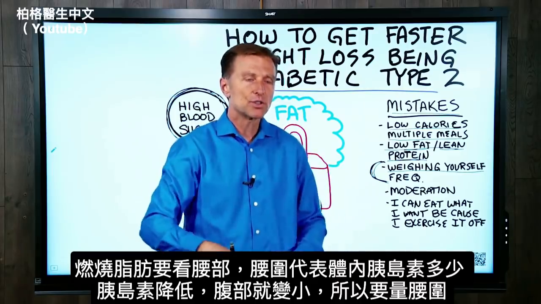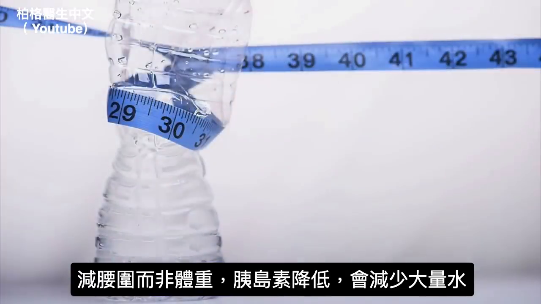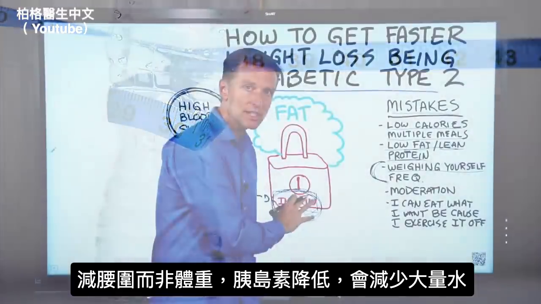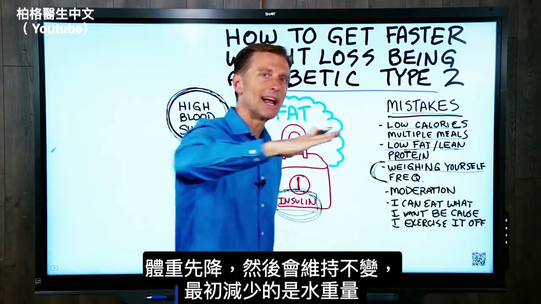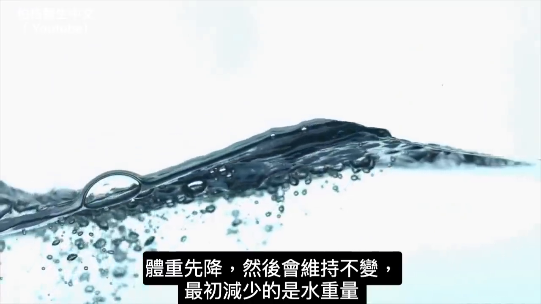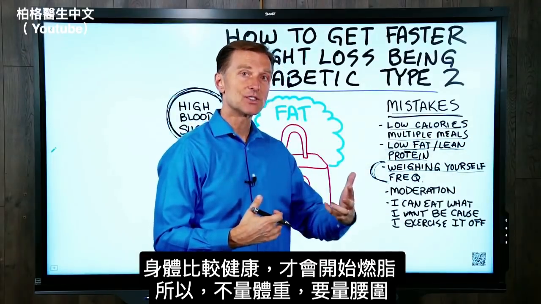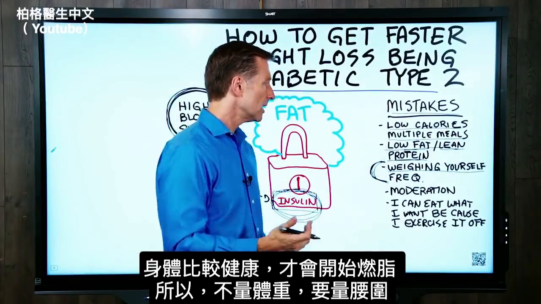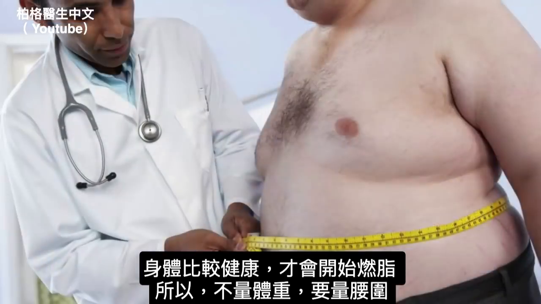So you want to measure your waist and go by that more than weight, especially after you've lost all the water weight. Because once you reduce insulin, you're going to dump a lot of fluid. So you'll have this weight loss that goes down, then it will plateau. Realize that the initial weight was just water loss. The actual fat burning process occurs a little bit later as your system gets a little bit healthier. So instead of weighing yourself frequently, measure your waist at the belly button.